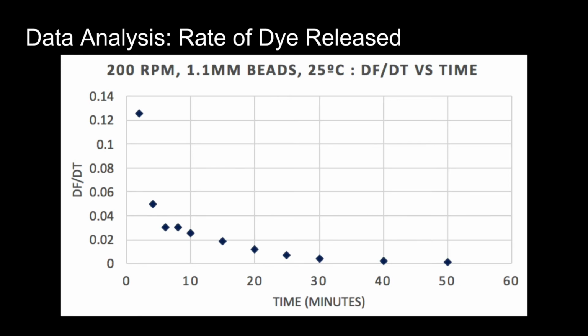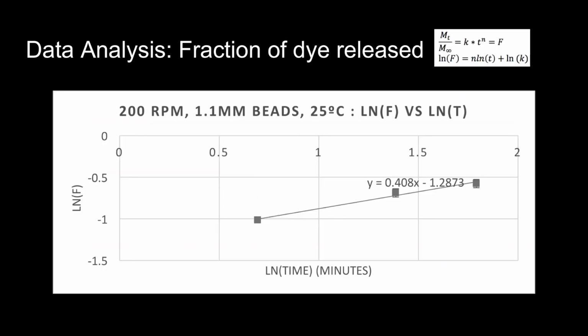Based on the absorbance readings, we could compute the fraction of dye release at each time point. Using this, we can graph the rate of dye released over a time period. Using the absorbance readings, we can compute the fraction of dye release based on the empirical equation for drug release. By manipulating the empirical equation to become the natural log of F equals the diffusional exponent times the natural log of time plus the natural log of K, we can plot ln F versus ln t and use a line of best fit to determine the diffusional exponent and the kinetic constant.